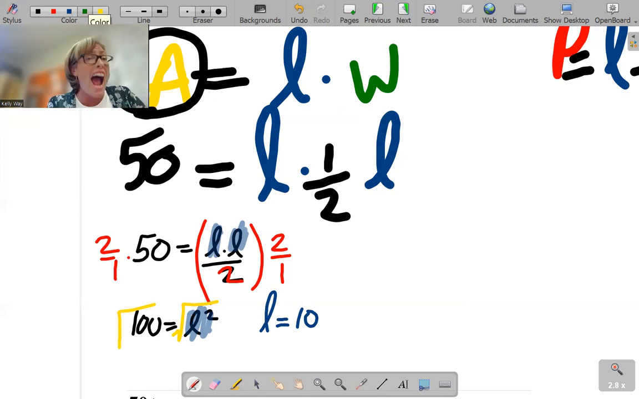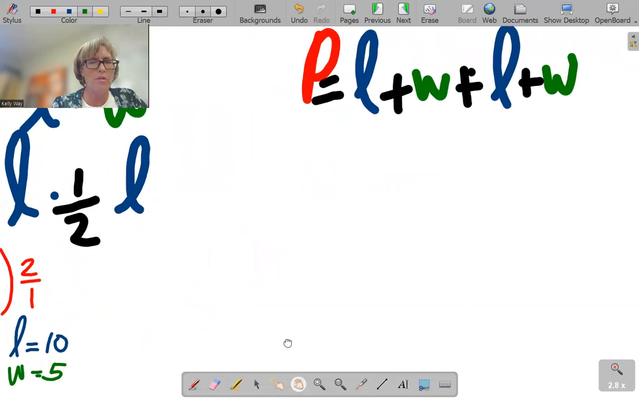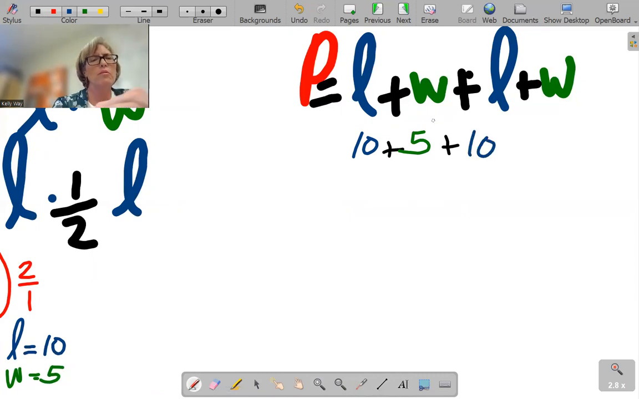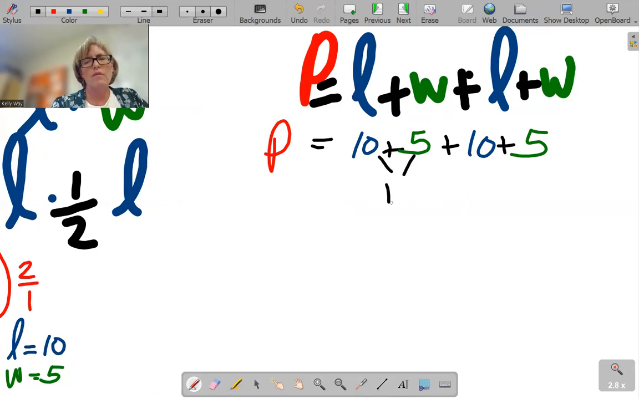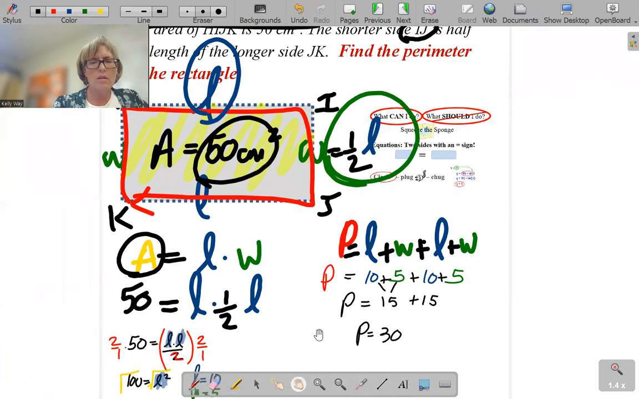My width is half, 5. Now that you have those numbers, we can come here. The perimeter is length, which is 10, plus width, plus length again, plus width. Perimeter equals 15, 15, 30. Let's check for units. It was originally cm squared, so this is 30 cm.